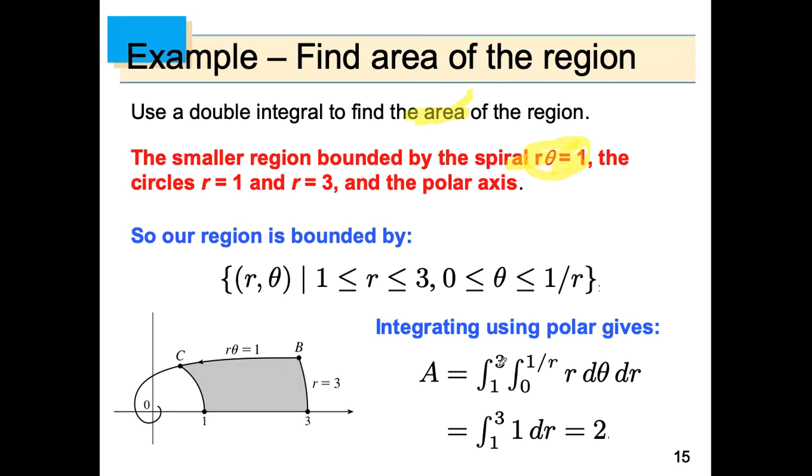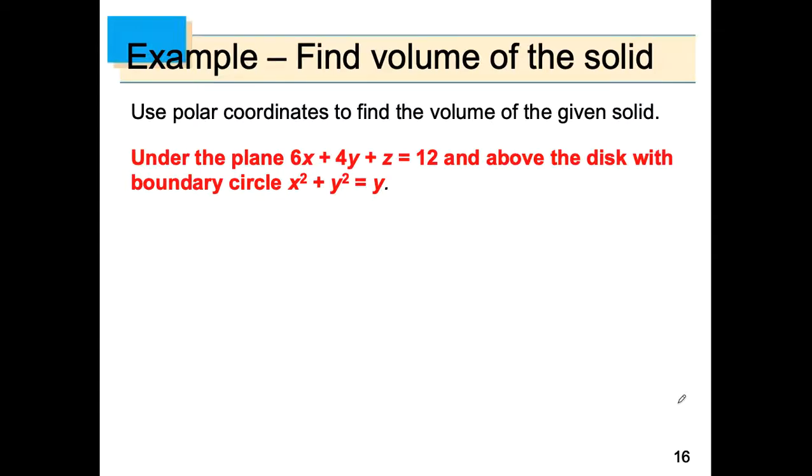And I'm getting 2 is the answer. Now in the last two examples, these were examples of trying to find area. Once again, when you're trying to find area, it's the double integral of just dA. And in this case, with polar coordinates, dA is r dr d theta. But what if I was asked to find volume?